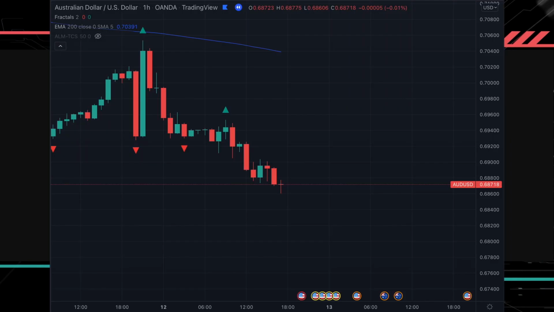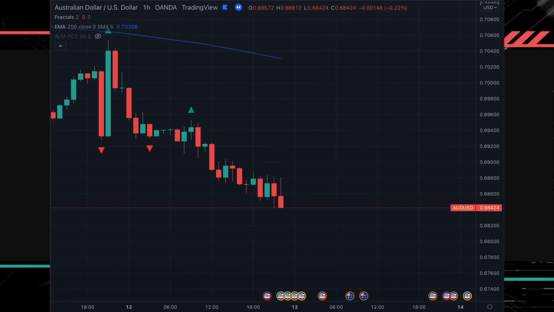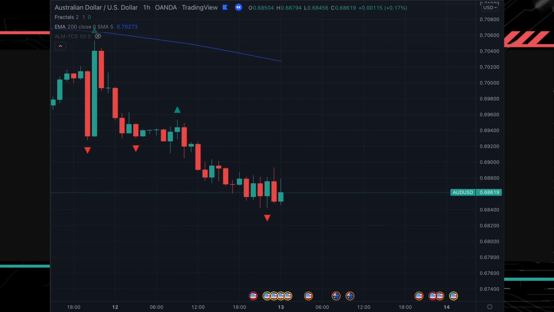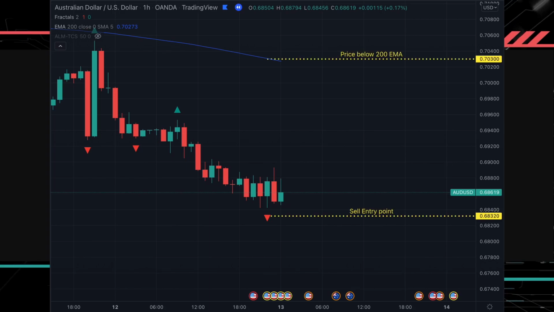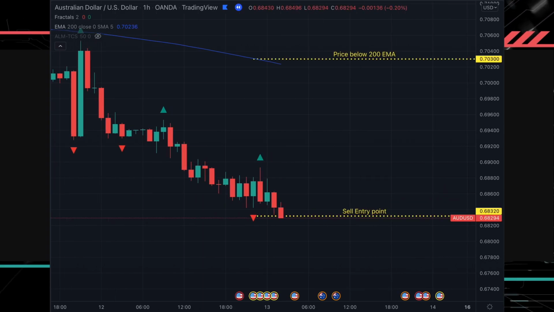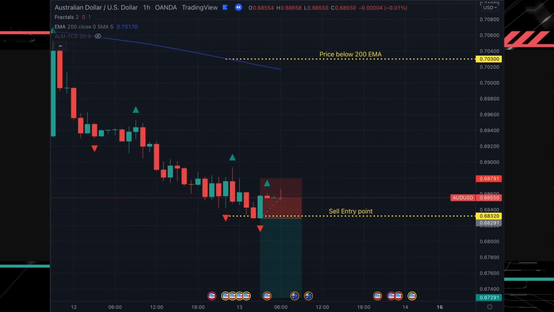Of course, the strategy cannot be 100% winners, there will be a few losses. Let us show you a trade that has gone against us. In this example, we have the Australian dollar and USD on 1-hour time frame. As you can see, the price turned against us.